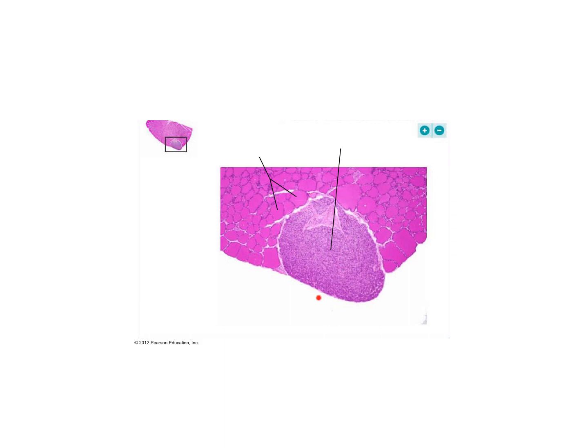All right, this is a closer picture of the parathyroid. Here are all the cells that are producing the parathyroid hormone to raise your blood calcium levels.